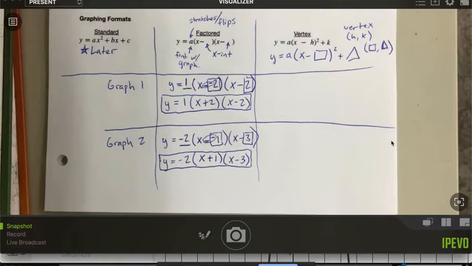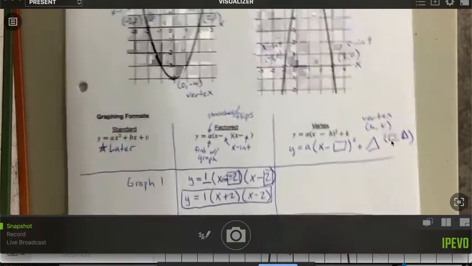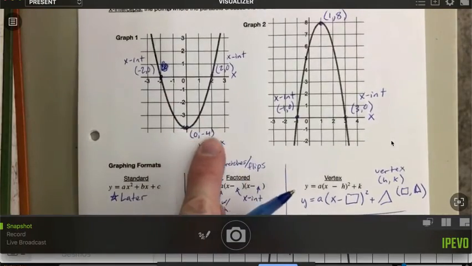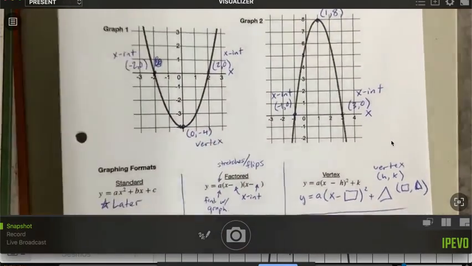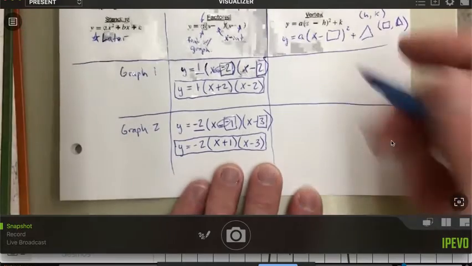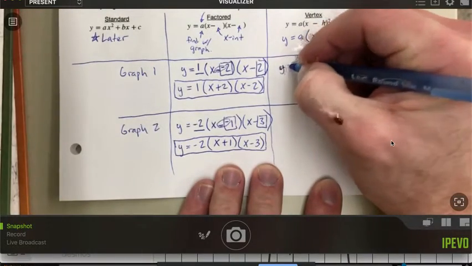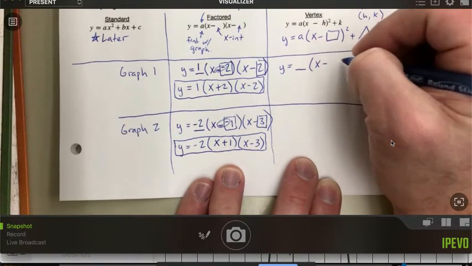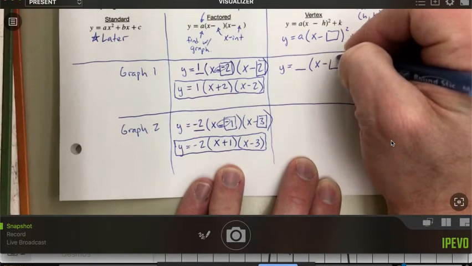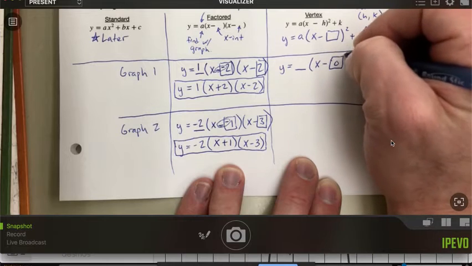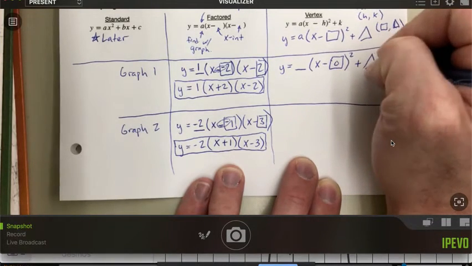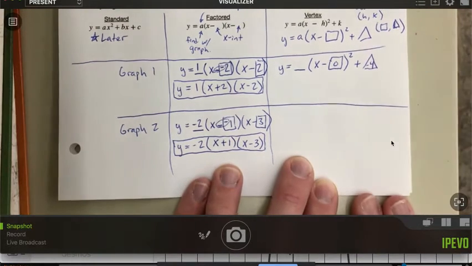All right, so with that said, if we take a look at graph 1, notice how my vertex is at 0, -4. So I'm going to leave a blank, and now I'm going to have an x minus. Since the vertex is 0, -4, that means the box is going to be 0. And my triangle is going to be that -4.